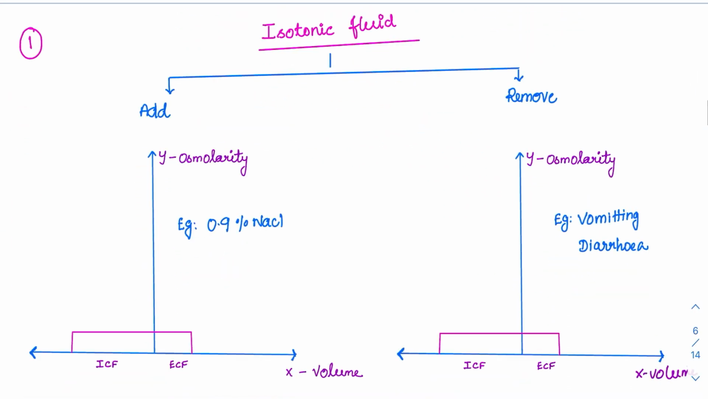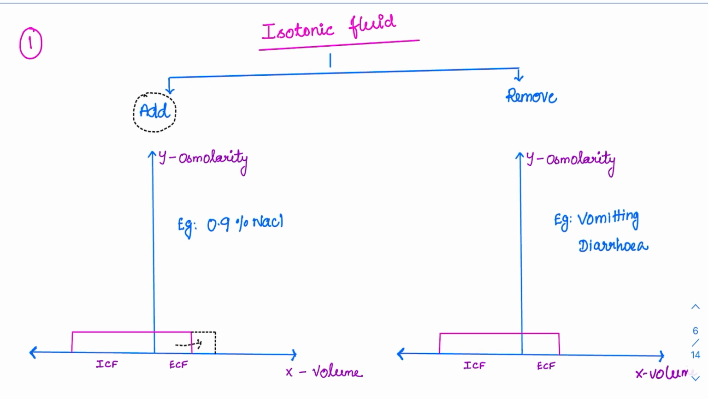So first, coming to isotonic fluid. We are just going to try and add an isotonic fluid. Suppose you add an isotonic fluid to the ECF, will it move to the ICF? The answer is no. So just the volume of ECF will be increased. This dashed new line will be our end point. So at the end nothing will change except that the ECF volume becomes increased.